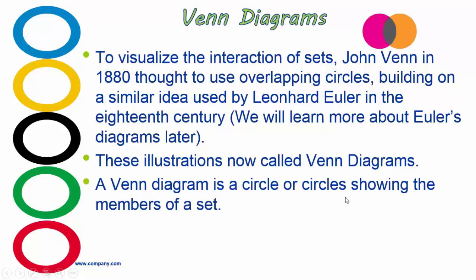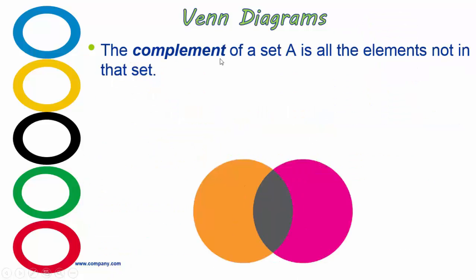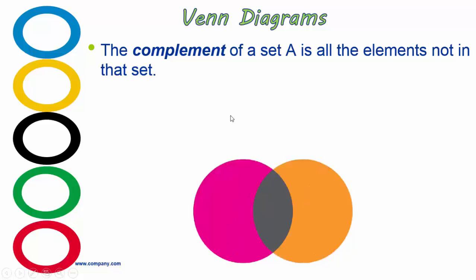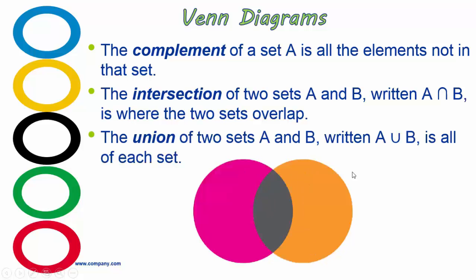A Venn diagram is a circle or circles showing the members of a set. Each element in the set is placed in only one place in each circle. We call the complement of a set A, let's say this is A, all the elements that are not in that set. The intersection of the two sets A and B, which we write as A with the upside down U, B, is where the two sets overlap. And the union of the two sets, A and B, written as A union B, is everything in each set. That means it would be this circle and this circle, everything together inside the circles.